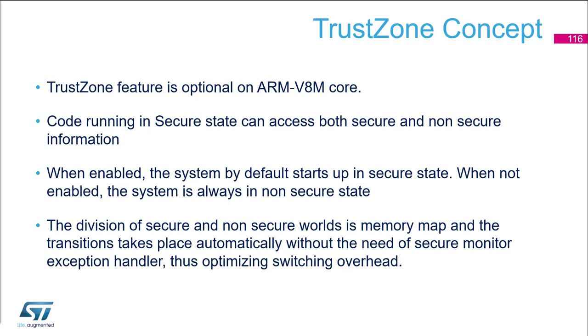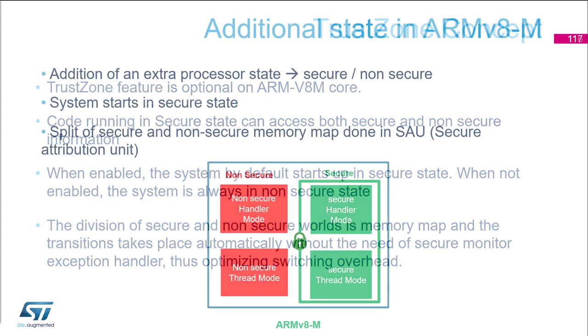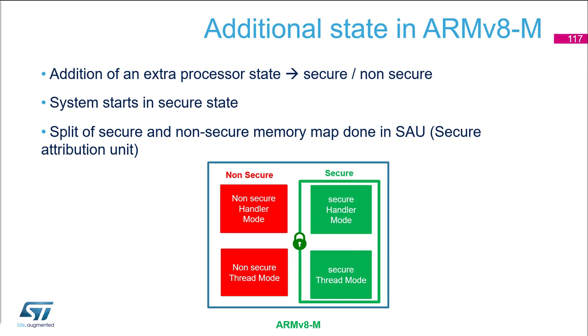The division of secure and non-secure world is by memory map, and the transition takes place automatically without the need of a secure monitor exception handler, optimizing switching overhead. So in fact, it's an additional state in the ARMv8-M architecture. We have the secure and non-secure states. The system always starts in secure state when it's activated. The split of the secure and non-secure memory map is done by the security attribution unit.